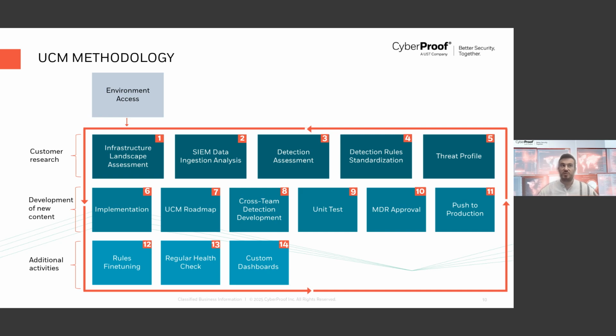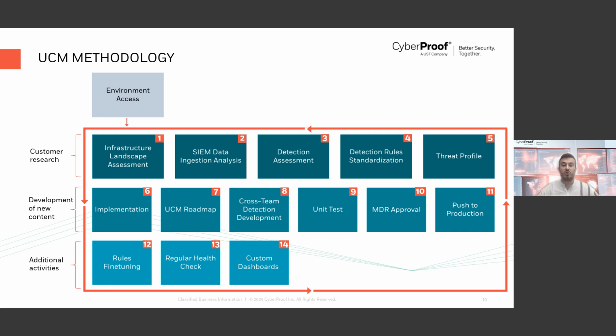After we finish step number 6, we go to creation of the use case management roadmap, which is tailored content creation based on priority that was recently provided from the CTEM.